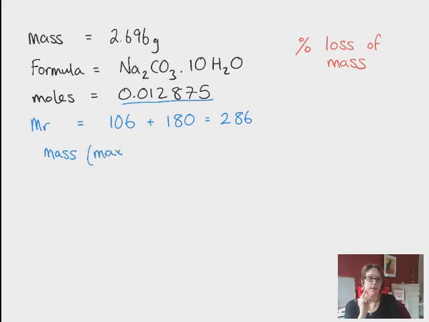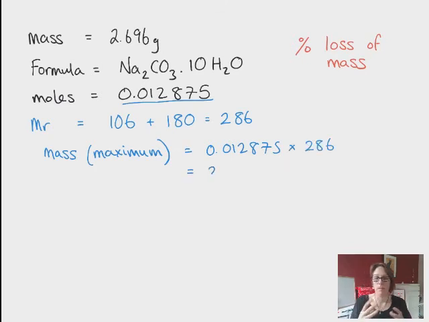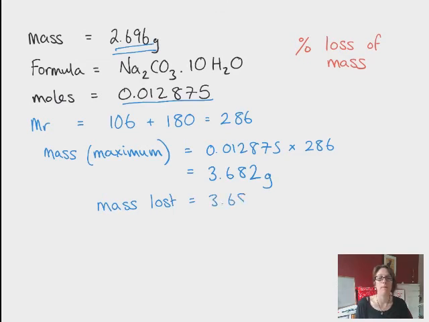So the maximum mass of salt crystals, if they all contained 10 moles of water per sodium carbonate, would be the moles of sodium carbonate times by 286. That's going to tell me how much mass I could have had if I hadn't accidentally removed some of the water by heating. So this is the maximum mass. Jolly good, it's bigger than the initial mass. That's always something we want to check. If it's not, we've done something wrong because we're trying to calculate the mass lost.